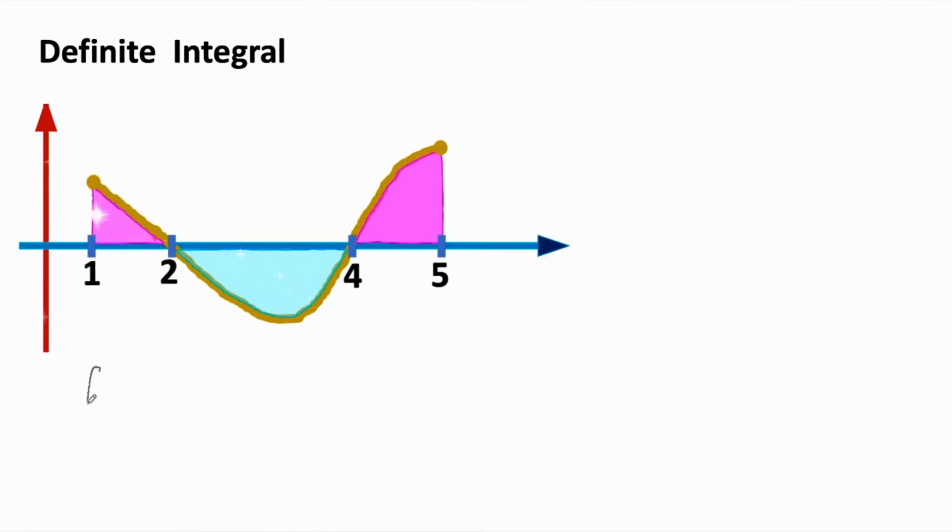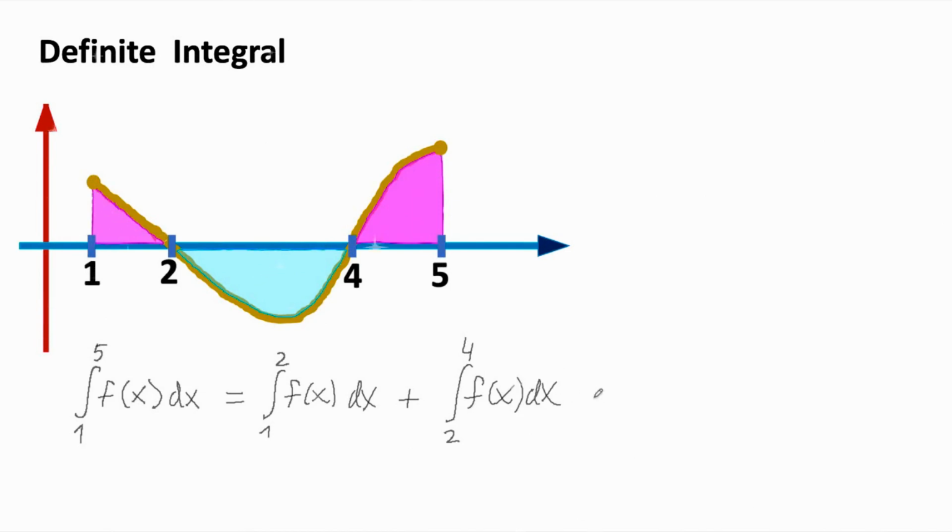When the function takes both positive and negative values, then to integrate such a function from 1, let's say, up to 5, I can decompose this integration into 3. So this integral of f of x dx is going to be equal to the integral from 1 to 2 of the same function f of x dx, plus the integral from 2 to 4 of the same function f of x dx, plus the integral from 4 to 5, again the same function f of x dx.